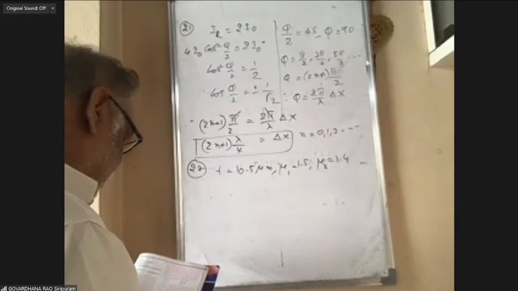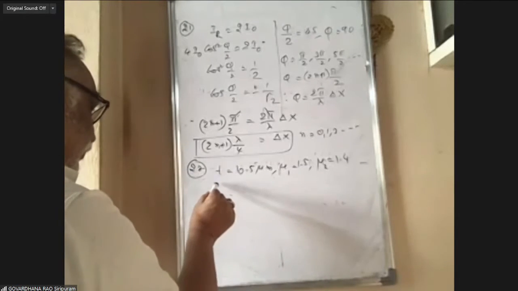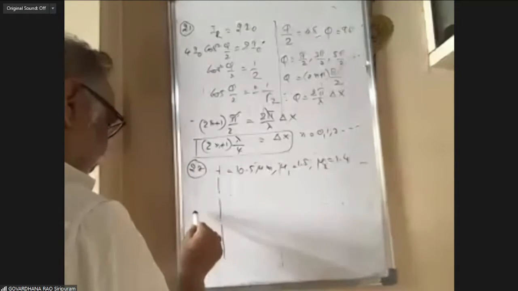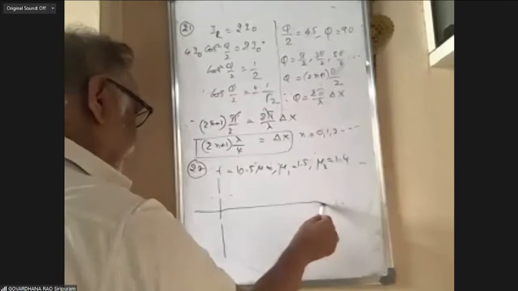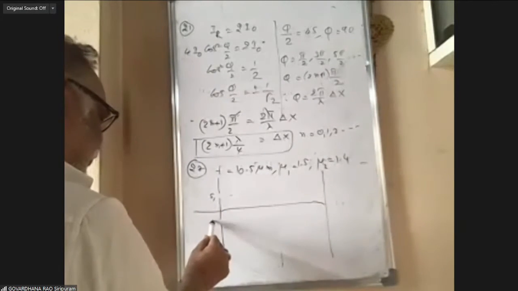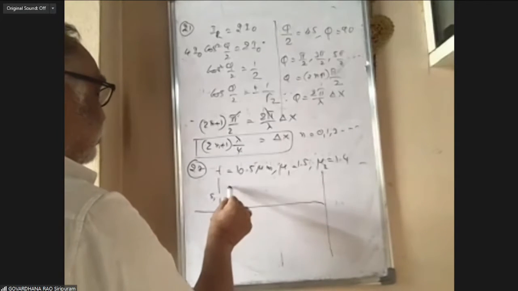Minima exactly at the center of the screen. Now you will have the screen, these are the two slits, and you are using two mica sheets.